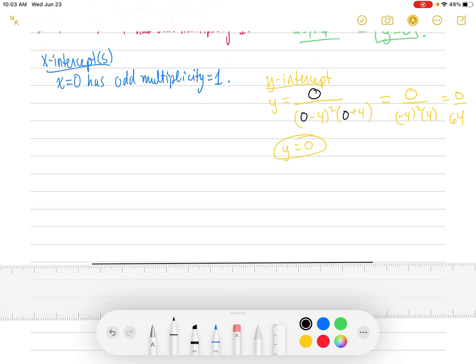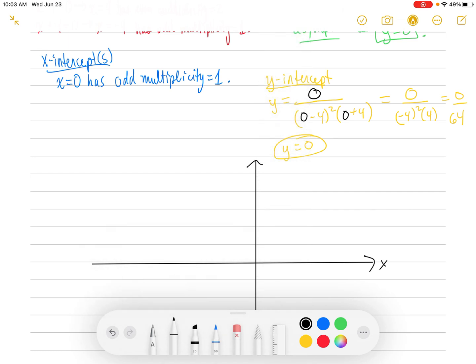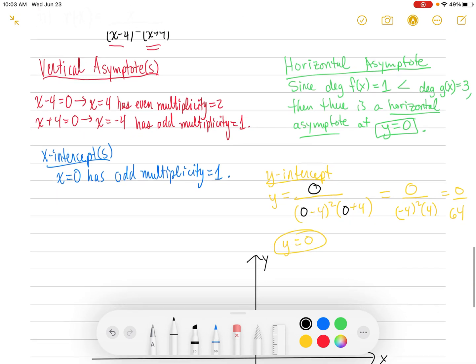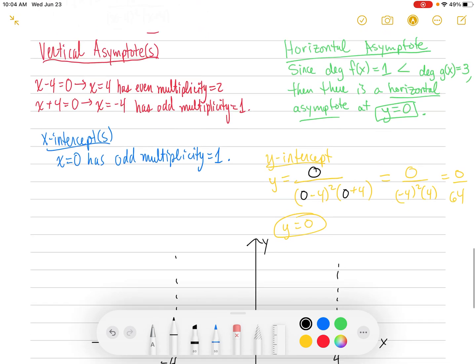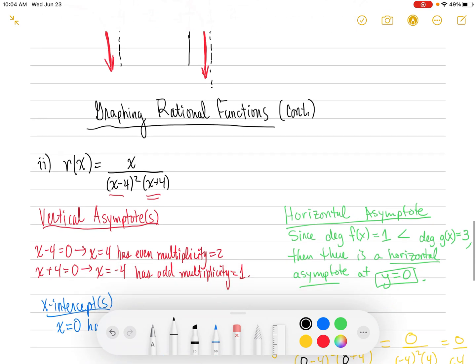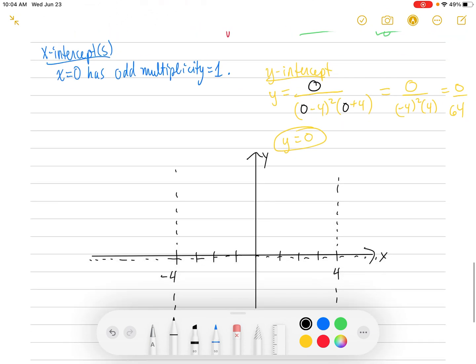Okay, let's plot these things out here. Let's get a graph going. So our vertical asymptotes are negative 4 and positive 4. 1, 2, 3, 4. 1, 2, 3, 4, negative. Those are our vertical asymptotes. Horizontal asymptote is y equals 0. y equals 0 is just the x-axis.